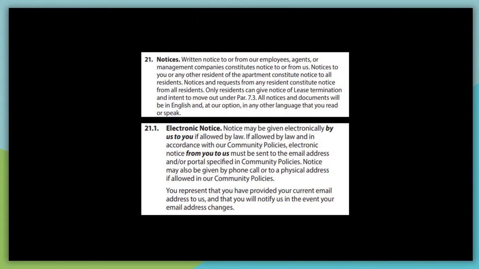Paragraph 21 informs you of how you will receive notifications from the owner. 21.1 goes over the electronic notice policy.